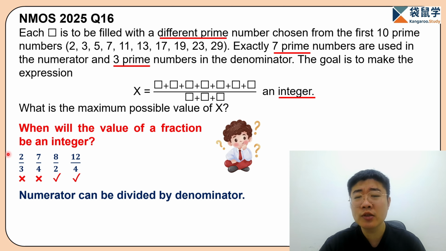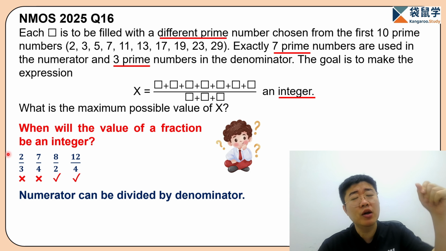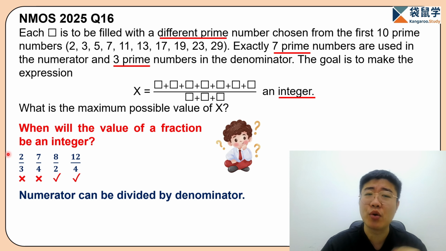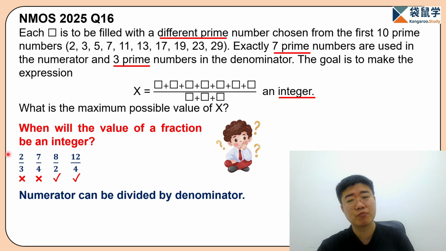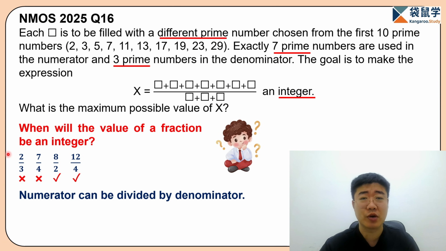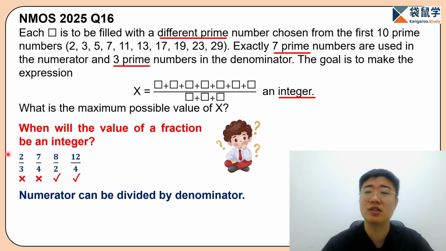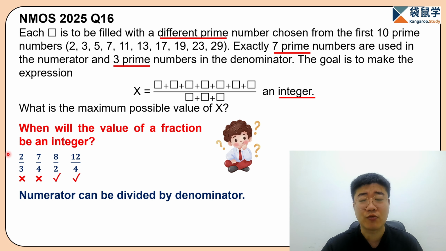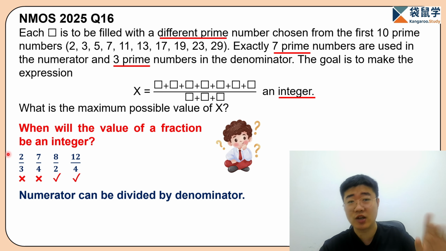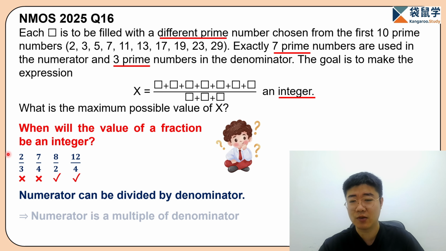So now knowing this, in other words, what we can say is that the top number is also a multiple of the number at the bottom. For example, 8 over 2. Right, the numerator 8 is a multiple of the denominator 2. So this way the number is an integer. Then similarly for 12 over 4, since 12 is a multiple of 4, then the value of the fraction will definitely be an integer here.